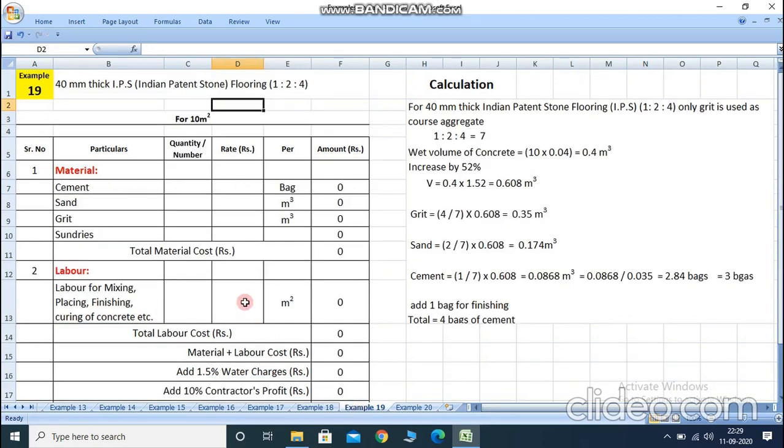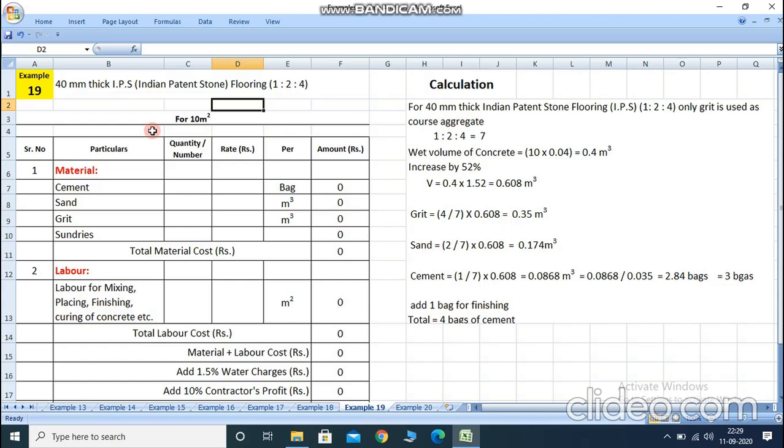Now we start another example, number 19. Here is 40 mm thick IPS, meaning Indian Pattern Stone flooring. The ratio given is 1:2:4. So here we calculate for IPS. The materials required are cement, sand and grit to complete the 10 square meter work. So first we calculate the total quantity of cement, sand and grit required.